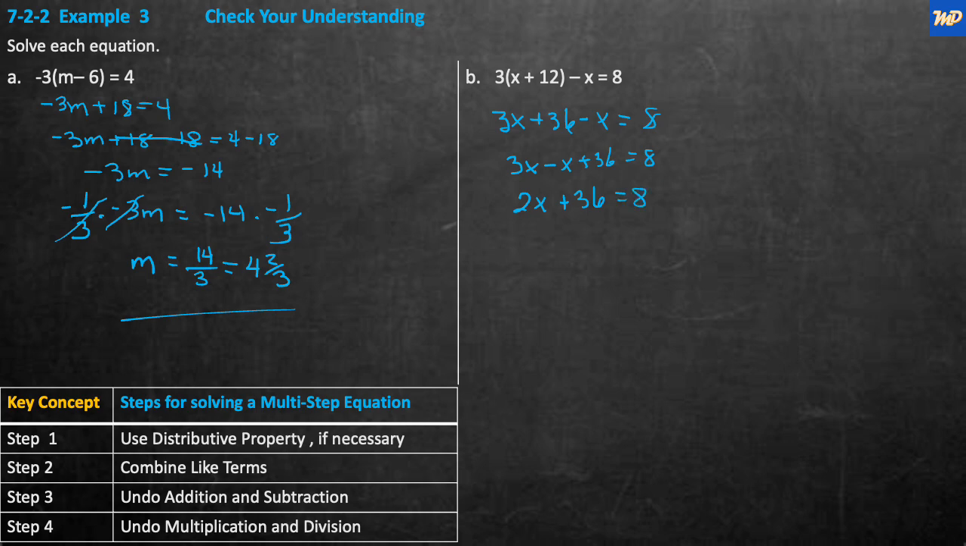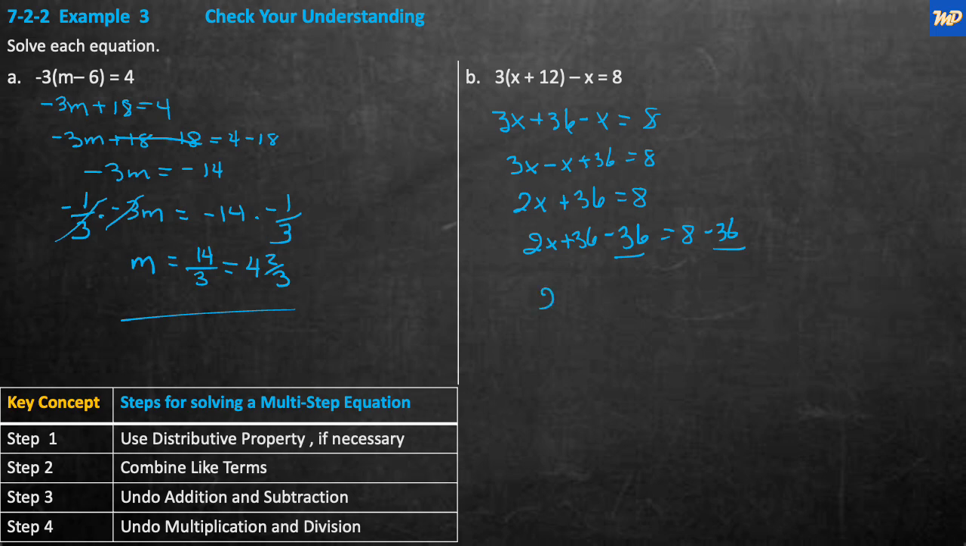So now we have to undo the mathematics. We have to undo the positive 36 on this side and get it to the other side. So that we're going to have 2x plus 36 minus 36 is equal to 8 minus 36. We subtracted 36 from both sides.